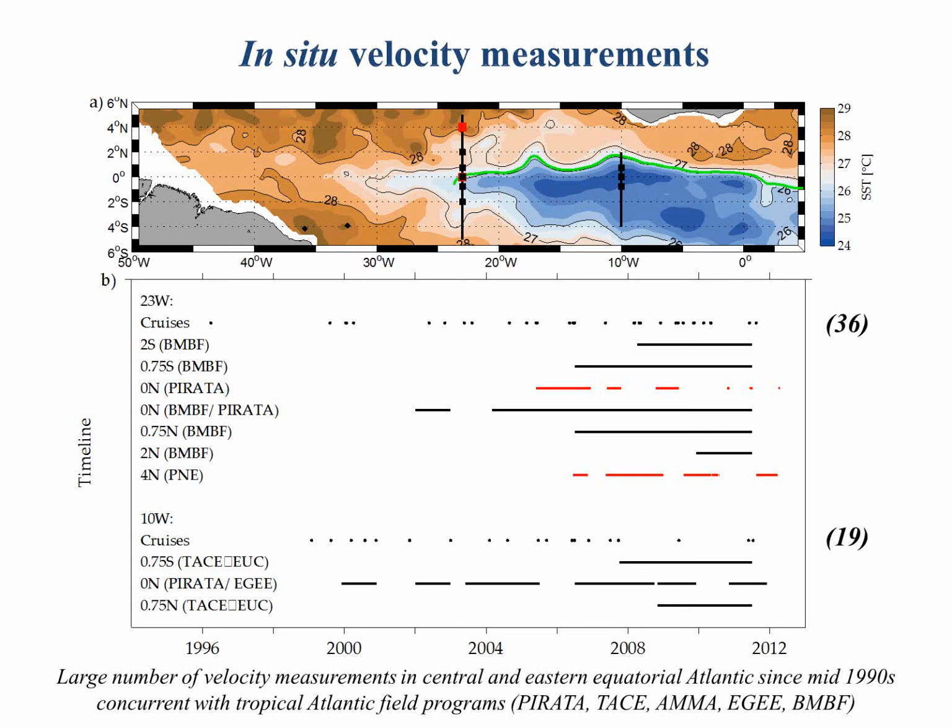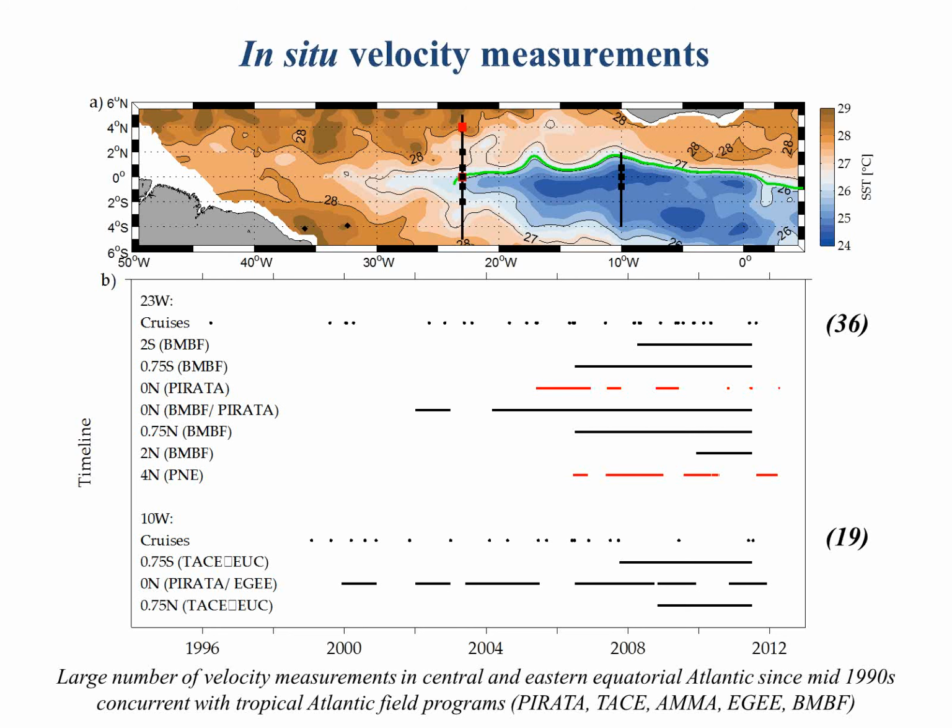So the cruise tracks are not the same for each section, but there's sort of a common, overlapping cruise track that most of them observed. So you can see here the timeline. Along 23 west, we have 36 cruises. Along 10 west, we have 19 cruises.